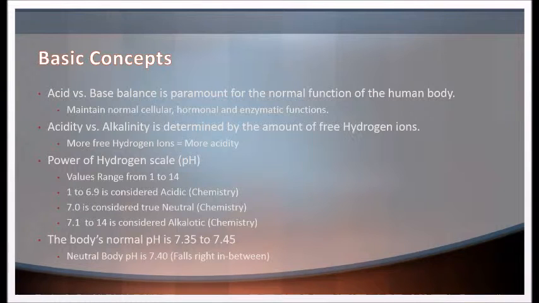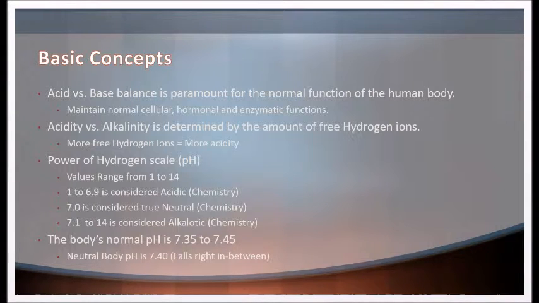So from 7, which is neutral, as the number goes lower and lower towards 1, it becomes more and more acidic. And the same thing goes for the alkalotic side. From 7.1 to 14, the bigger the number goes towards 14, the more and more alkalotic the solution is. Usually, for each number that goes up or down, the solution is said to be about 10 times more acidic or more alkalotic than the previous value.